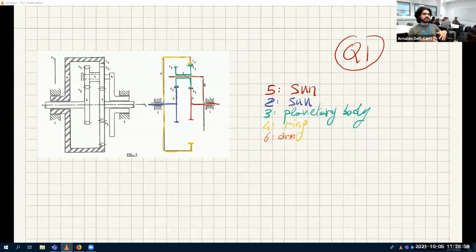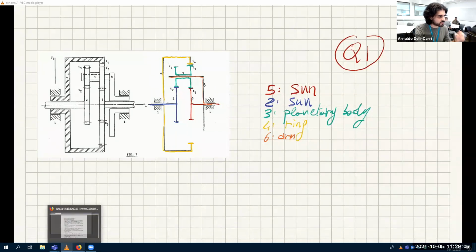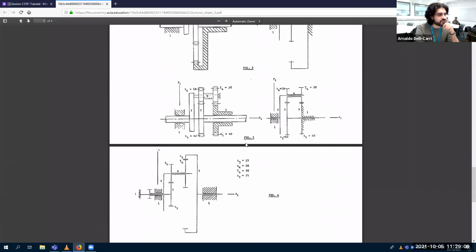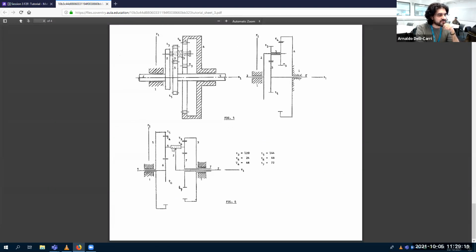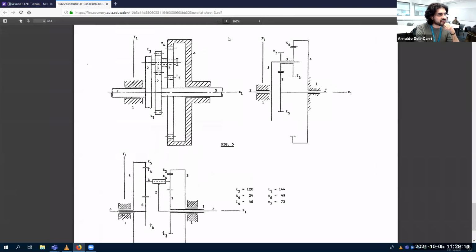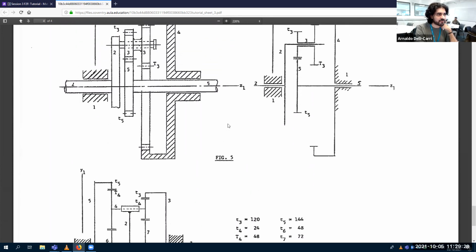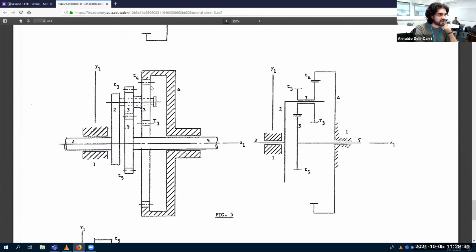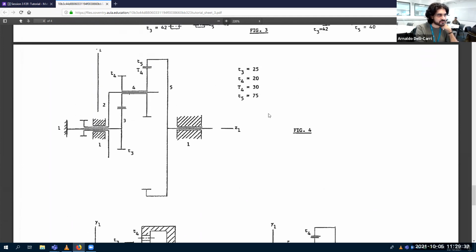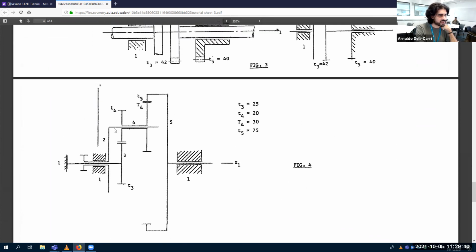All right. Now that we have these, are all planets hollow? Yes and no. Yes, because generally they are, but there are some instances in which they are not. It depends on the design. Let me show you this case. In this case here, the planet is 4, and the carrier arm is hollow. See, the arm is hollow, and the planet goes inside the arm. This is the only example that you have here. In all the other examples, the planetary body is hollow and the carrier arm fits inside.